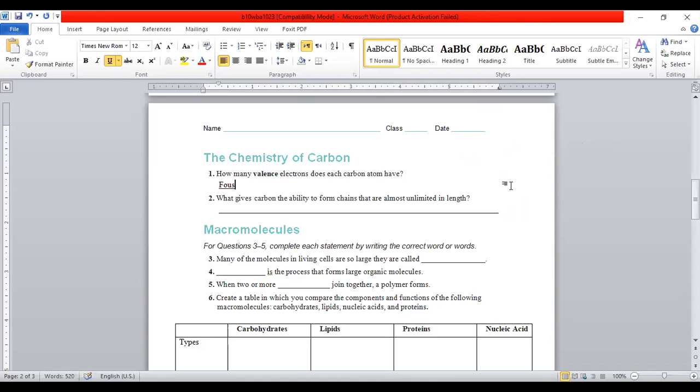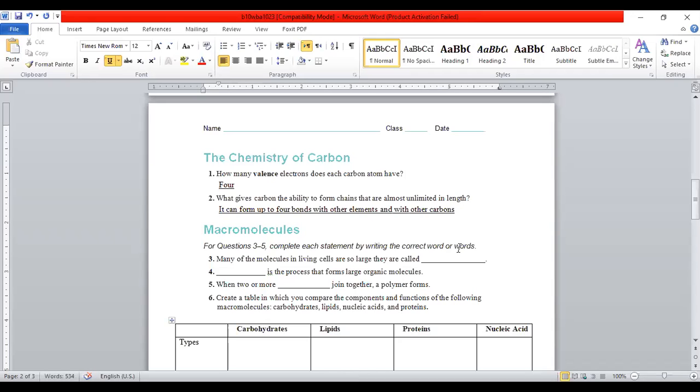Next question, raise your hands, please. What gives carbon the ability to form chains that are almost unlimited in length? A carbon atom can bond to other carbon atoms. Great. It can form up to 4 bonds with other elements and with other carbons. Great, thank you very much.